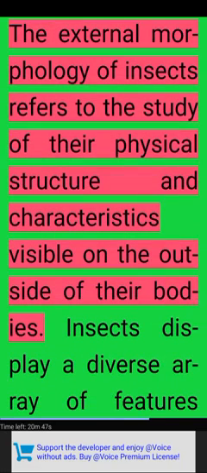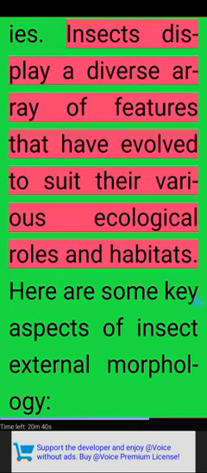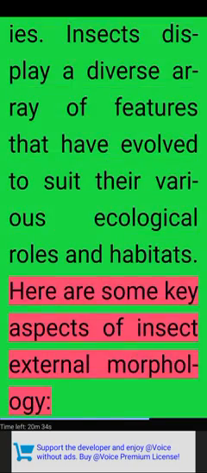The external morphology of insects refers to the study of their physical structure and characteristics visible on the outside of their bodies. Insects display a diverse array of features that have evolved to suit their various ecological roles and habitats. Here are some key aspects of insect external morphology.